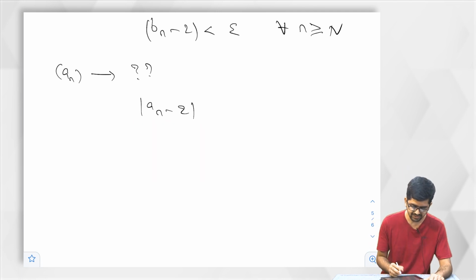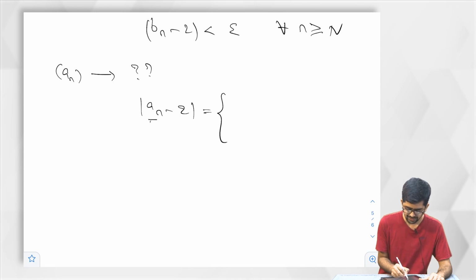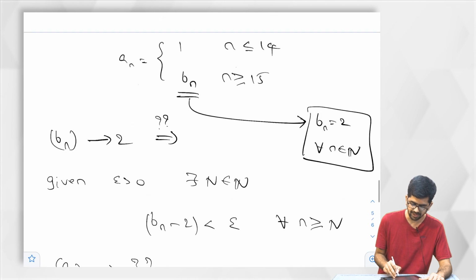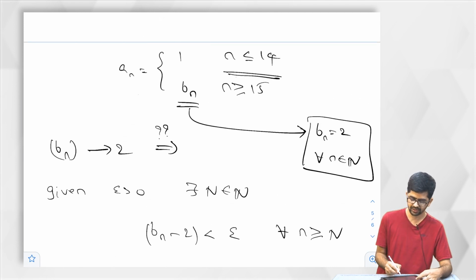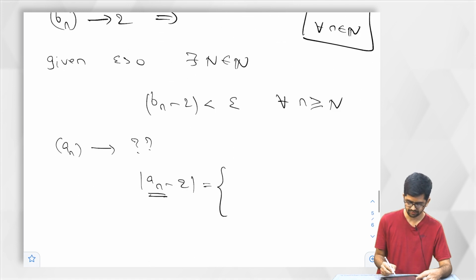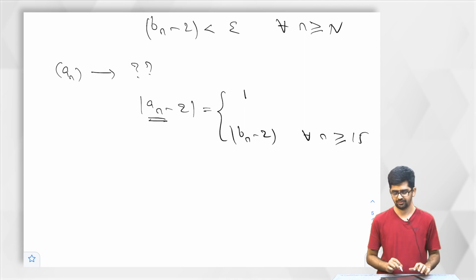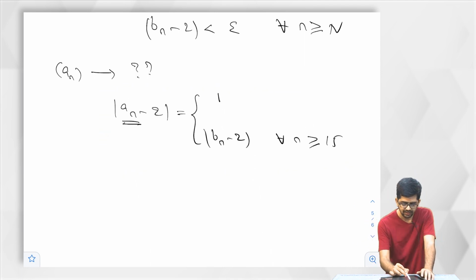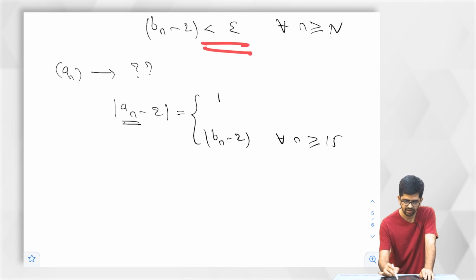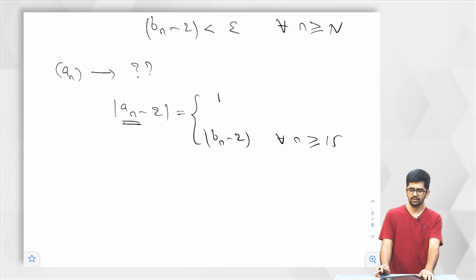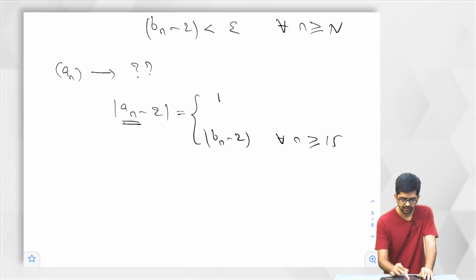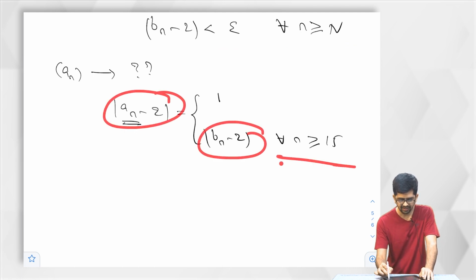So what is this really? This is equal to, An is 1 for n less than or equal to 14 and Bn for n greater than or equal to 15. So this is the same thing as |1 minus 2| for small n and |Bn minus 2| for all n greater than 15. Now observe that this approximation is less than epsilon for n greater than N, and this is equal to this for n greater than 15.